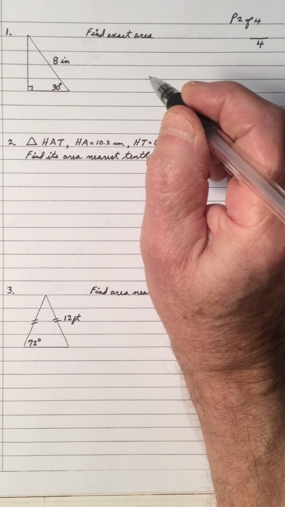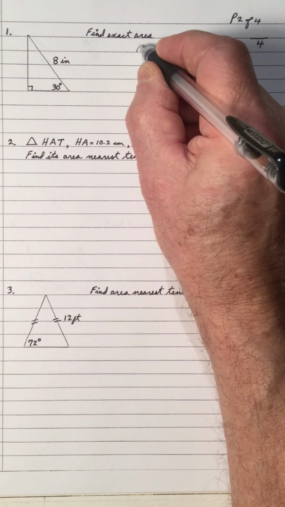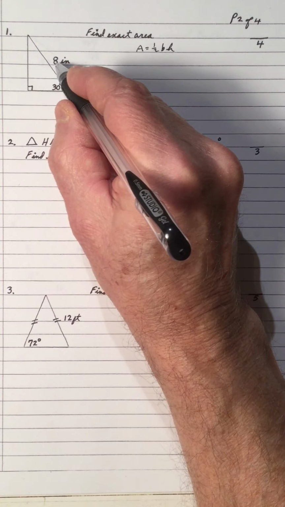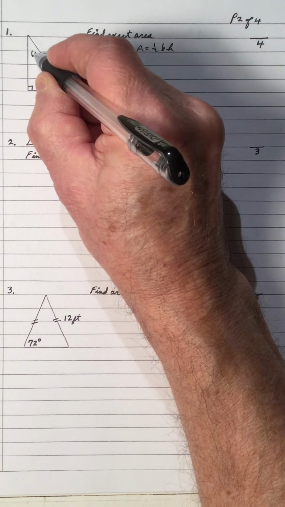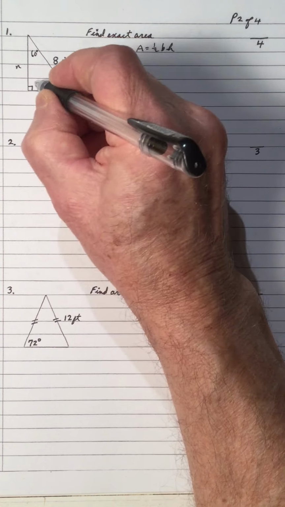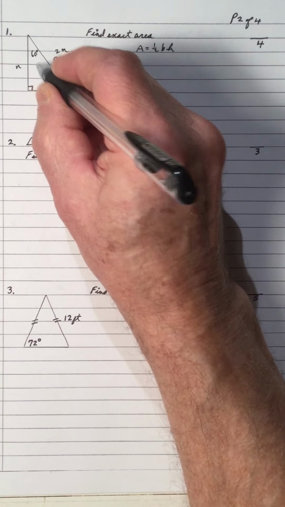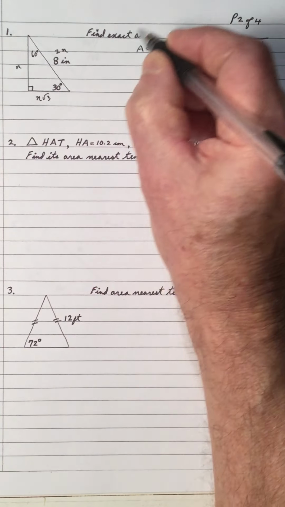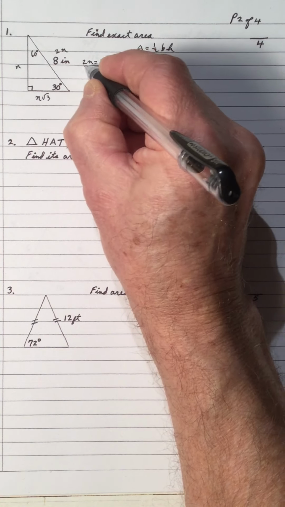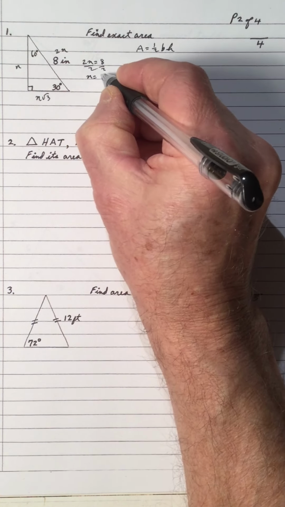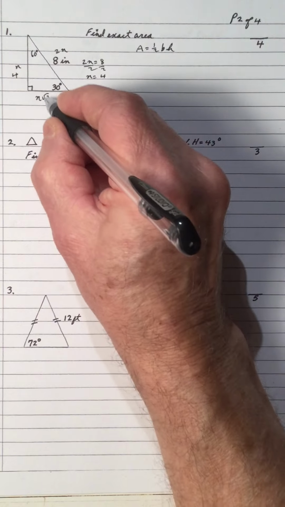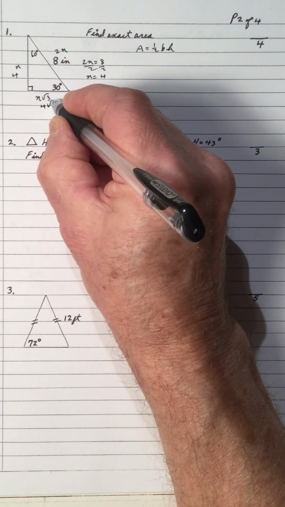So we want to find the area of a triangle. Because we have a right triangle, we can use area as half the base times the height. And we have a 30, and this is a 60 degree angle. Opposite 30 is n, opposite to 90 is 2n, and opposite to 60 is n root 3. So that means that 2n is equal to 8, n is equal to 4. So n is 4, and 2n is 8, and this side right here is 4 root 3.